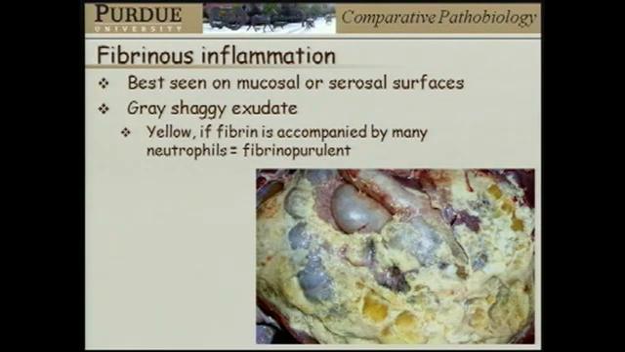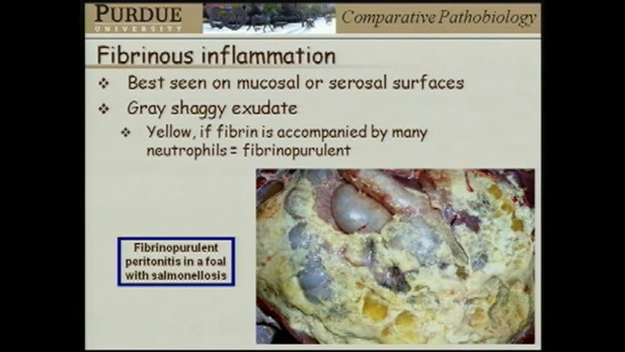and then we will combine both terms, the fibrino to mean that it's fibrinous inflammation, but purulent to indicate that there are a lot of neutrophils in it. So the abdomen here is a case of fibrino-purulent peritonitis in a foal, and Salmonella typhimurium was the cause in this case.